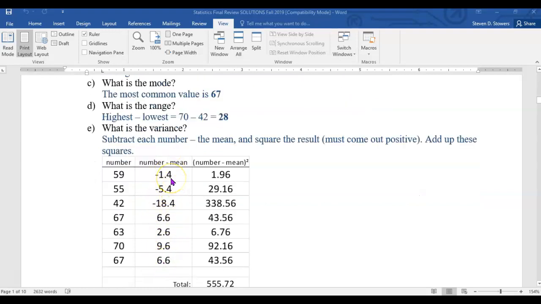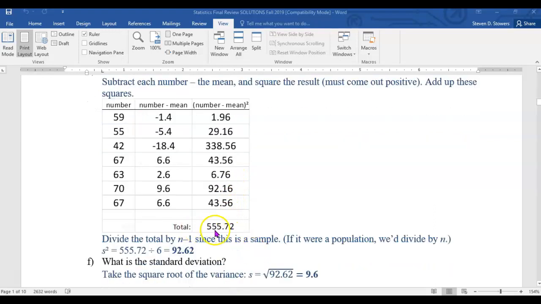And then I took each of those numbers and squared it. So negative 1.4 squared is positive 1.96. Negative 5.4 squared is positive 29.16, and so on. Then I took all of those numbers and added them together. So they add up to 555.72.